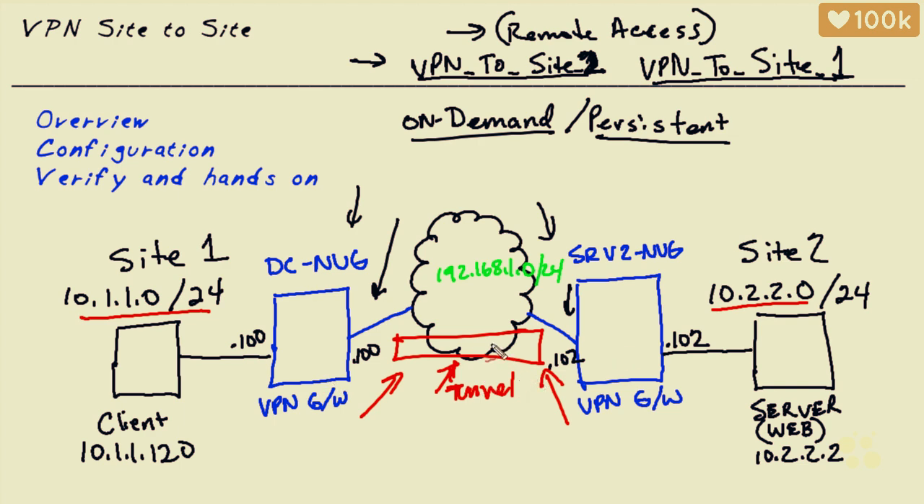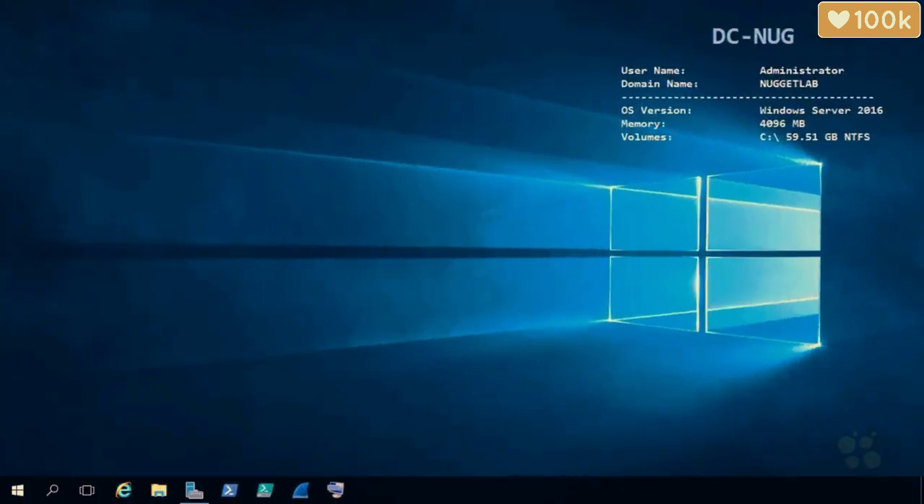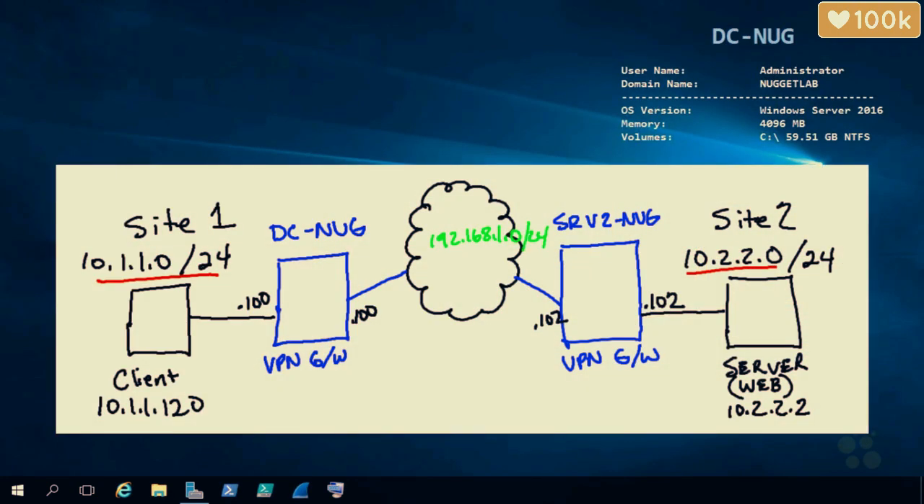So now that we've talked about the concepts of how it works, let me walk you through it step by step. And then when we're done, we'll verify it works. And then you can practice this hands-on in the hands-on lab. So let's begin our configuration from left to right. We'll start with DC-NUG, who's connected to the 10.1.1 network on the left, and the 192.168.1 network on the right, which is representing our cloud between DC-NUG and Server 2.